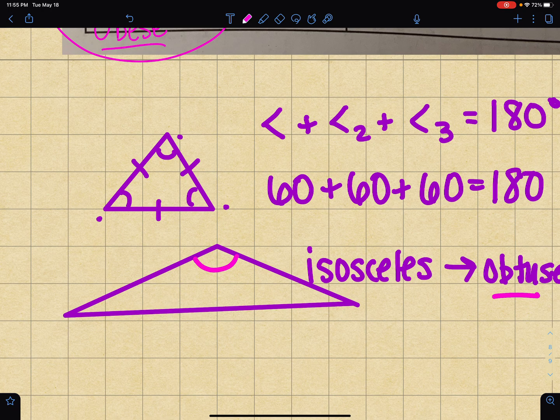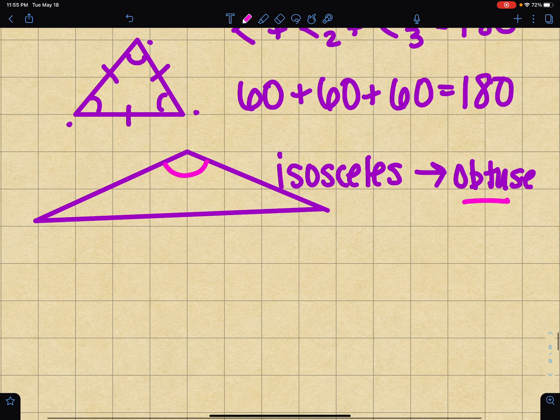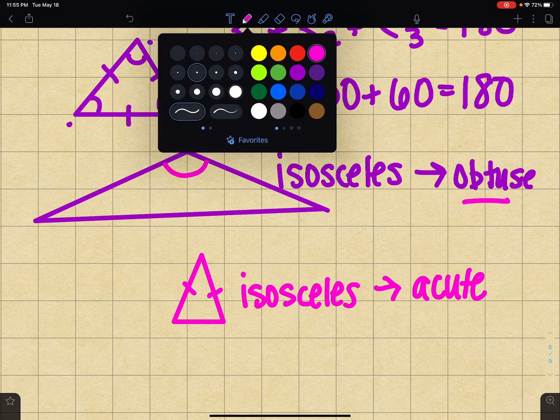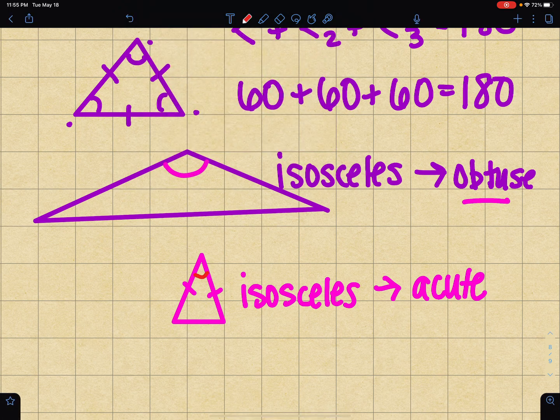Could it also be an acute triangle? Sure, it would just be a skinny, tall roof. This is isosceles because only two sides are the same, but it's also acute because that's a cute little roof. No, because it's acute because all the angles are small, less than 90.